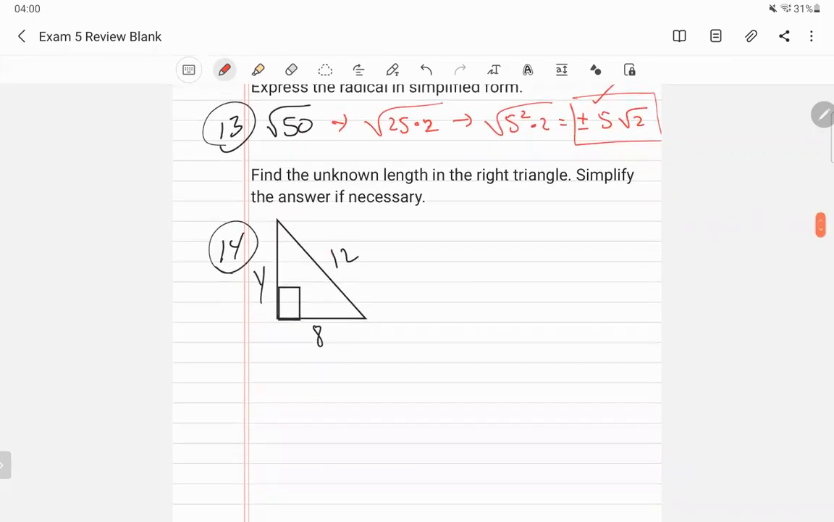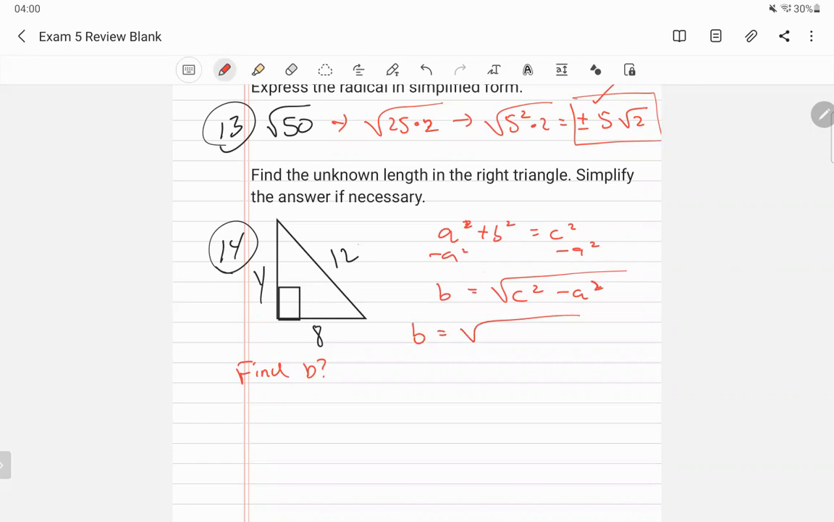All right, here, we have to use the Pythagorean theorem. So a squared plus b squared equals c squared. We have our c, and we need to find b. So I'll subtract a squared on both sides. I'm also going to take the square root. So it's going to be c squared minus a squared. So then b is equal to, in this case, we have a c of 12 and an a of 8.